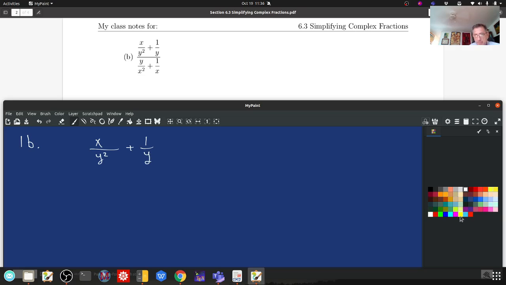So that's my numerator fraction. All of this is over, that's my main division line, y over x squared plus 1 over x. So our first step is we have to find the LCD of all of the denominators contained in the numerator fraction, which is this right here, and all of the denominators contained in the denominator fraction. So I want to find the LCD of y squared, y, x squared, and x. So I'll go ahead and do this.